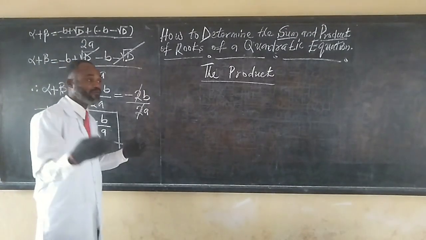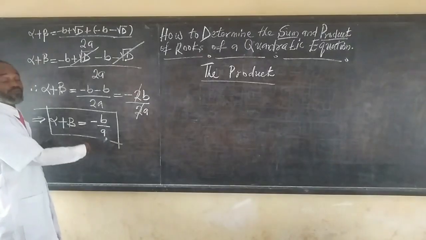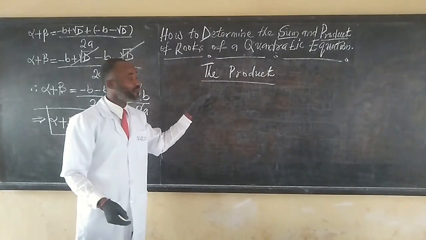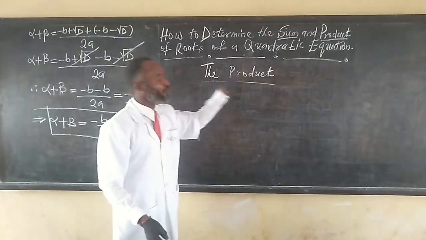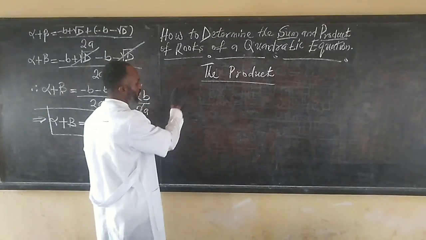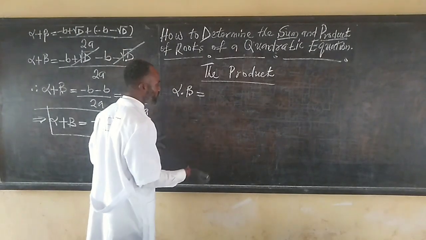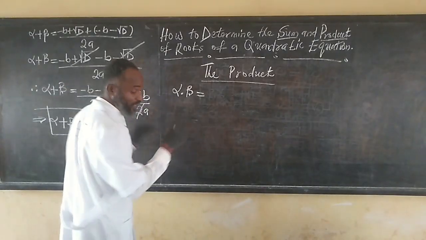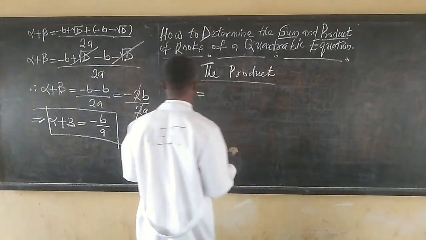Having successfully found the sum of roots of a quadratic equation, we can now go on to find the product of roots of a quadratic equation. That can be done by simply recalling what alpha dot beta means. First of all, we need to state what alpha is and what beta is.